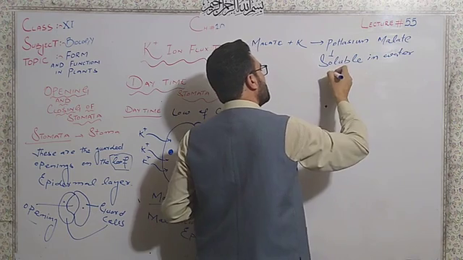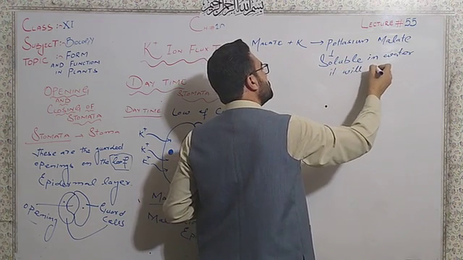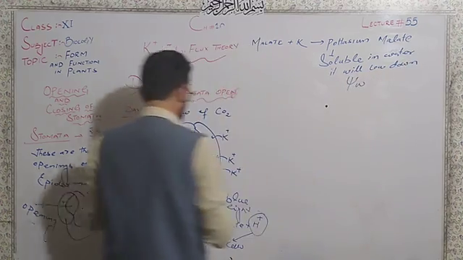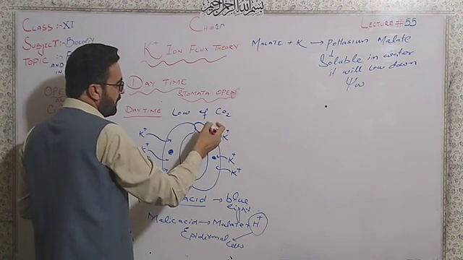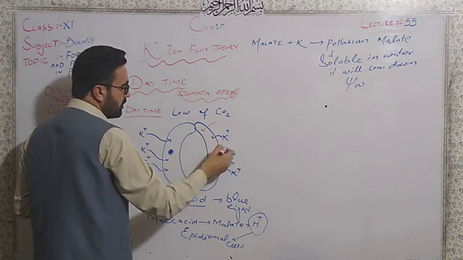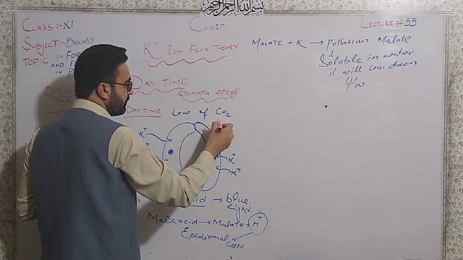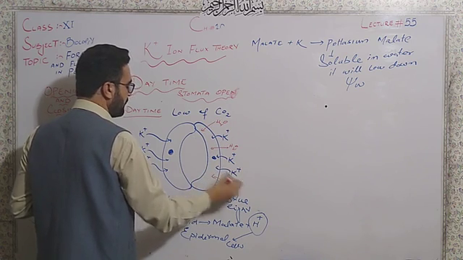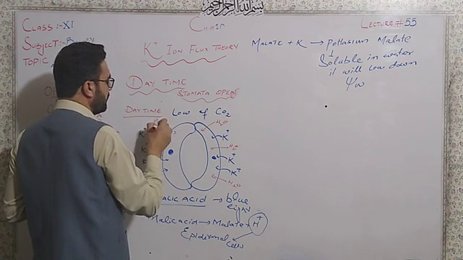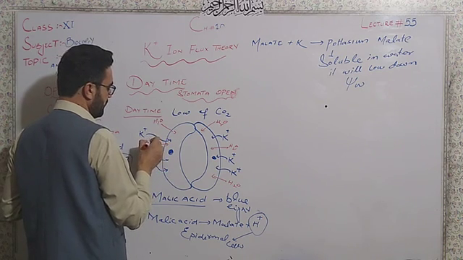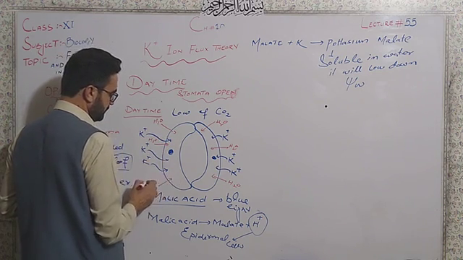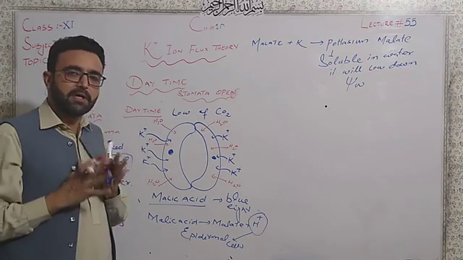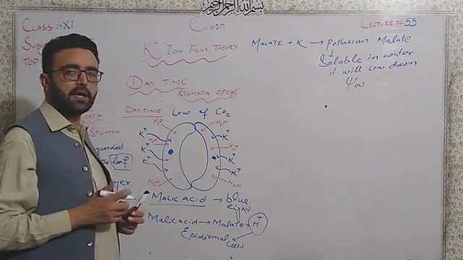So it will load up the water potential in the guard cells. So the water molecule will move from the high water potential to the low water potential, and in that way the guard cells will become turgid and the stomata will be open.